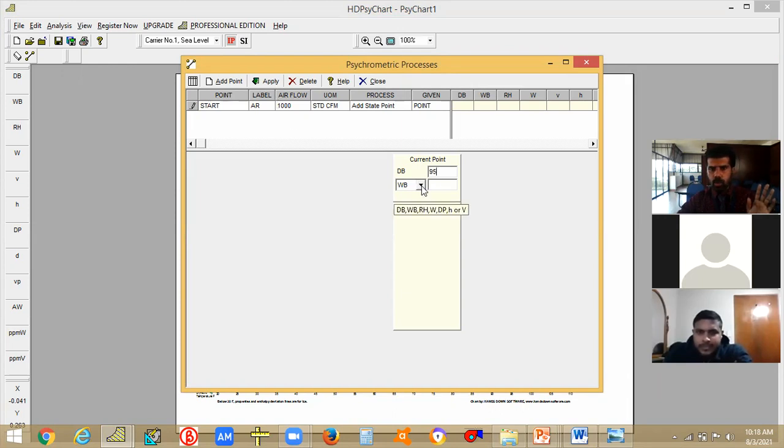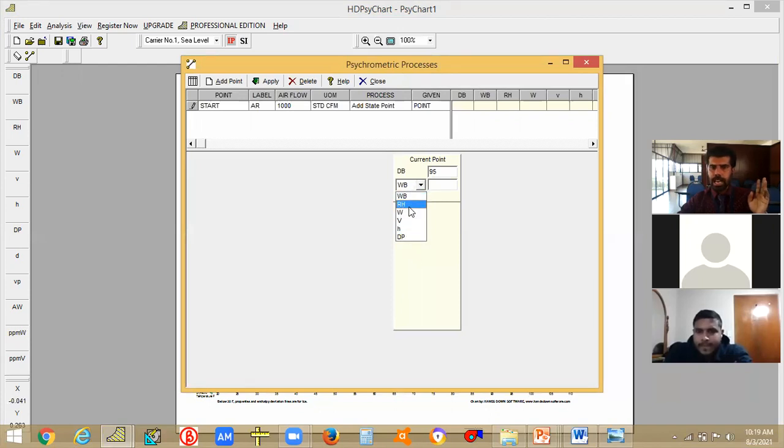Now I can give any other values. Wet bulb I can give, RH I can give, enthalpy, humidity ratio, dew point. Of these six, I can choose any. What you need is to know any two properties, in which the dry bulb is a must. You have to give this dry bulb, and here you can opt for the other.